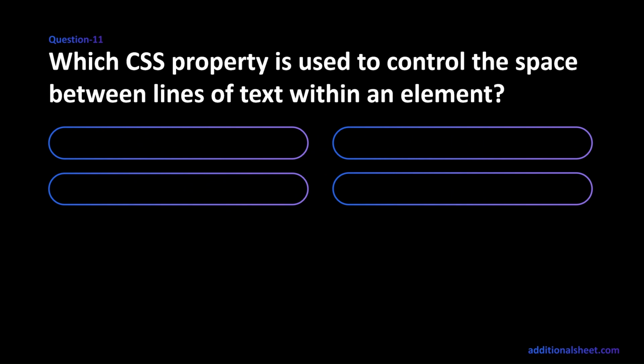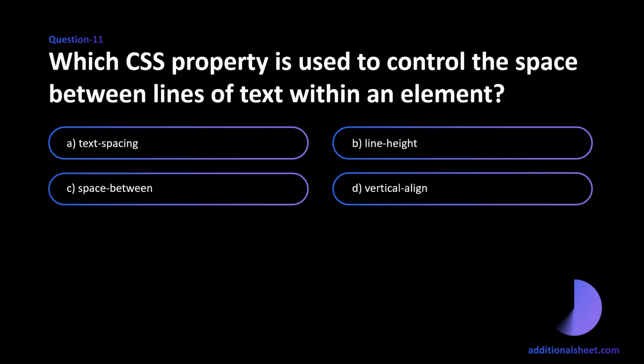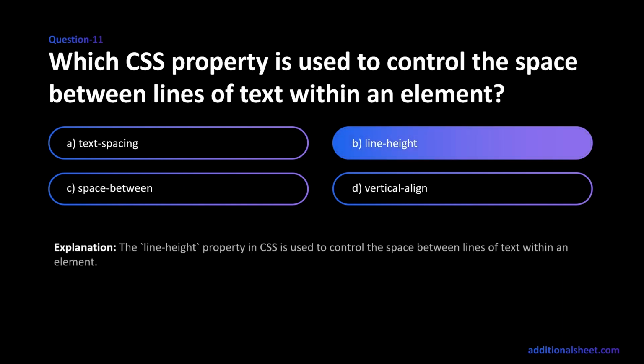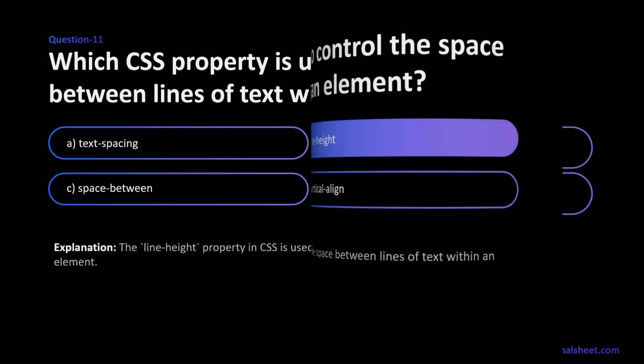Q11, which CSS property is used to control the space between lines of text within an element? Options are A. text-spacing, B. line-height, C. space-between, D. vertical-align. Correct answer is option B. The line-height property in CSS is used to control the space between lines of text within an element.